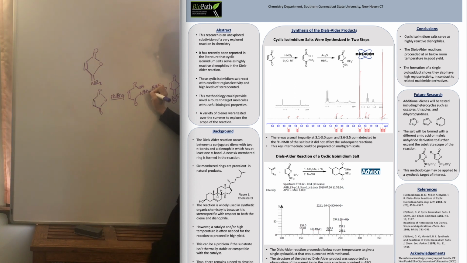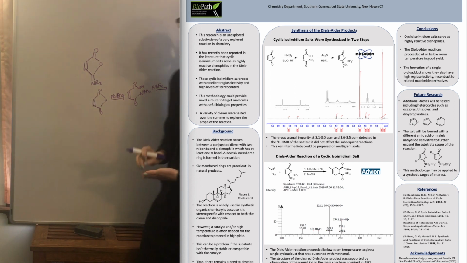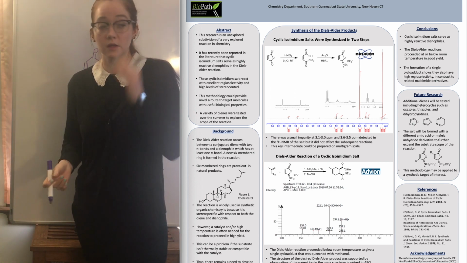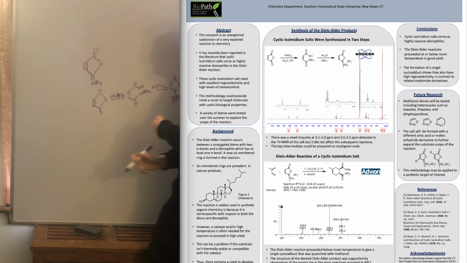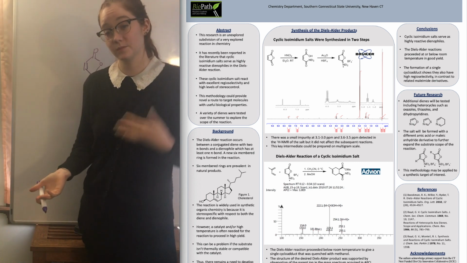Unfortunately, due to the COVID-19 pandemic, I have been unable to characterize this step of the reaction. This one worked well, and I got an NMR and verified this is my product, but this one has not been characterized yet. But when I get back into the lab, I hope to do that. And then test this benzene cyclic isoimidium salt against a panel of standard dienes.